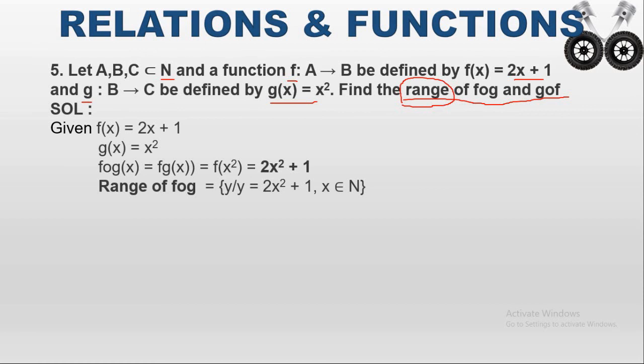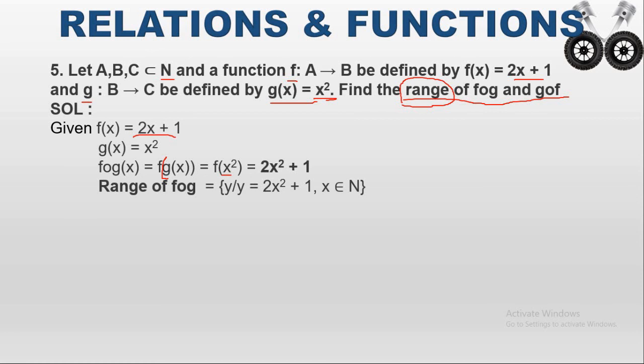Okay, so first you have to write the solution as given: f of x equal to 2x plus 1 and g of x equal to x square. So what is the variable used in this function? Here the variable used is x. So f composition g of x equal to f of g of x equal to, instead of g of x you have to substitute the value as x square. So f of x square. So in f of x, wherever x, you have to substitute the value as x square. So it will become 2 into x square plus 1.